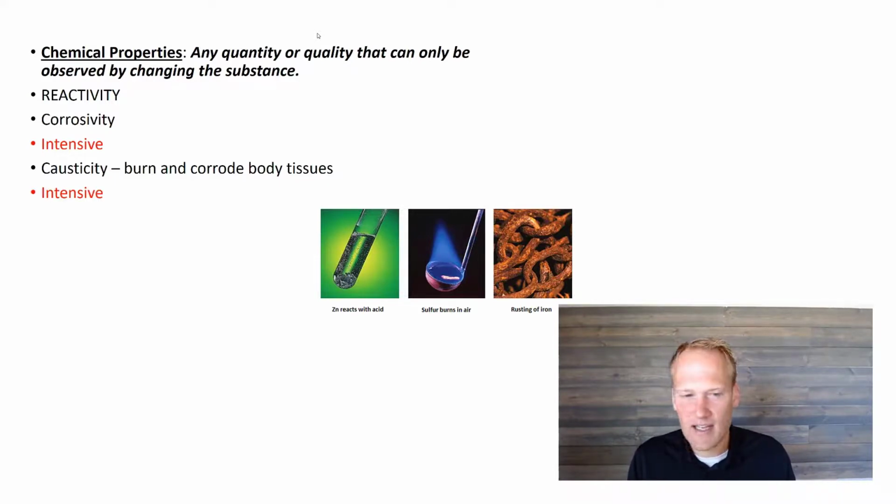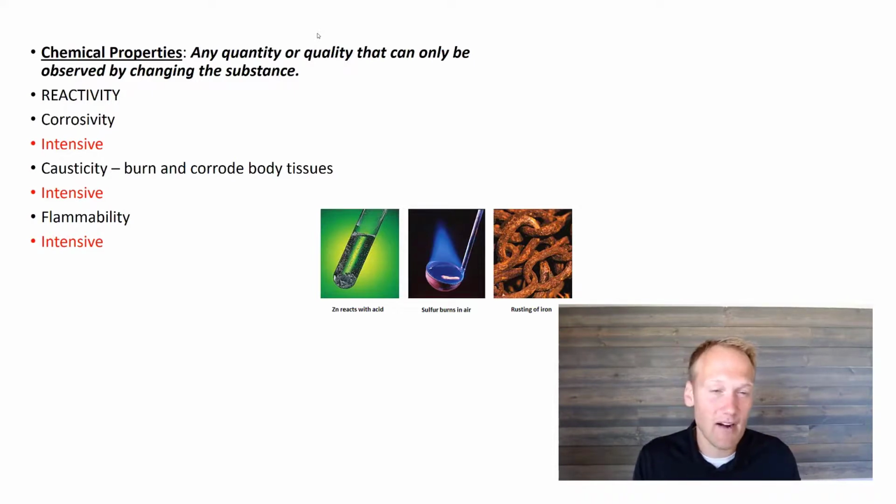That is also intensive. And then finally, flammability. Will this combust? Will it burn if it gets to a certain temperature? That would be our last chemical property, which is also intensive. What you'll notice about chemical properties is they are always intensive. It doesn't matter how much of a substance you'll have, the chemical properties will always be the same.